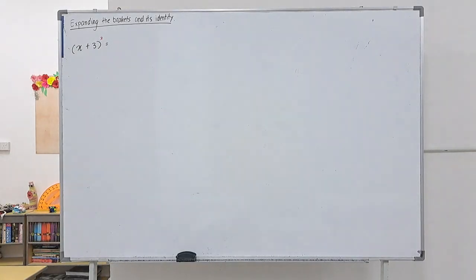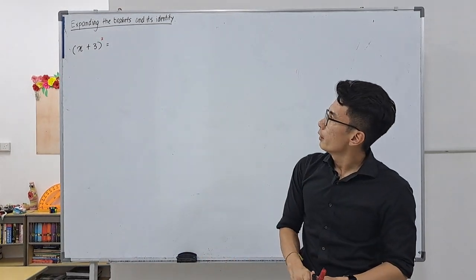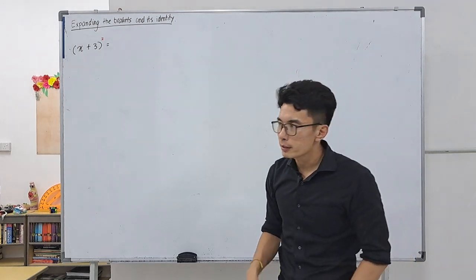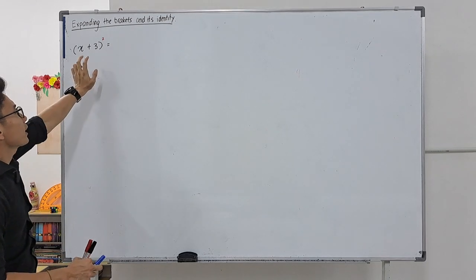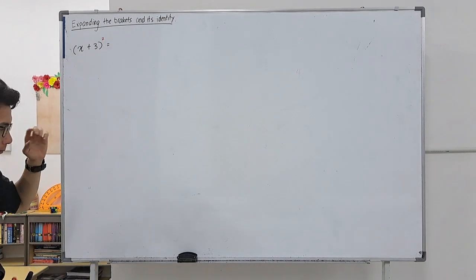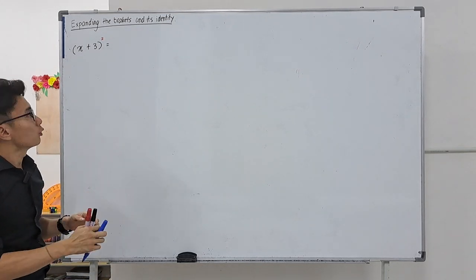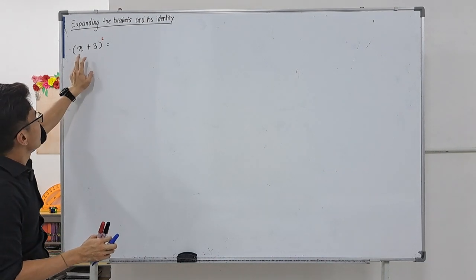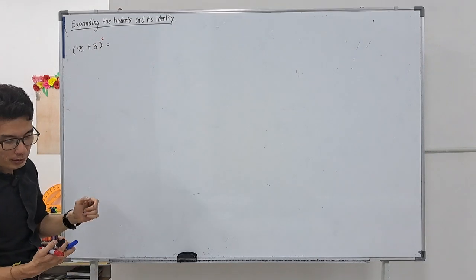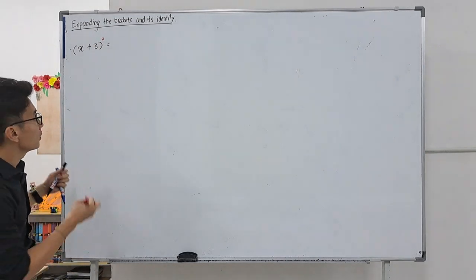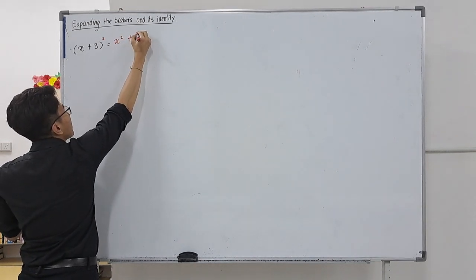Okay, so for our topic today, we will be talking about expanding the bracket and its identity. Let's take a look at this question over here. Now, lots of students like to do this. They will see that's x, that's 3, and everything I have to square it. So lots of students will write down this answer, x squared plus 9.